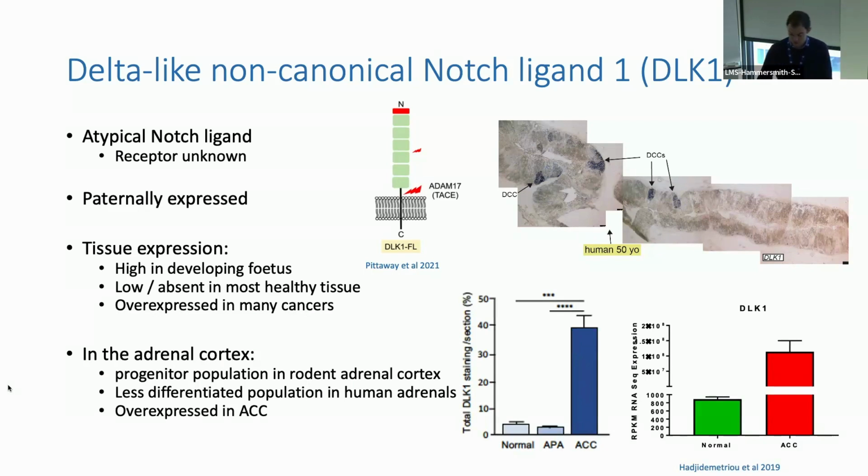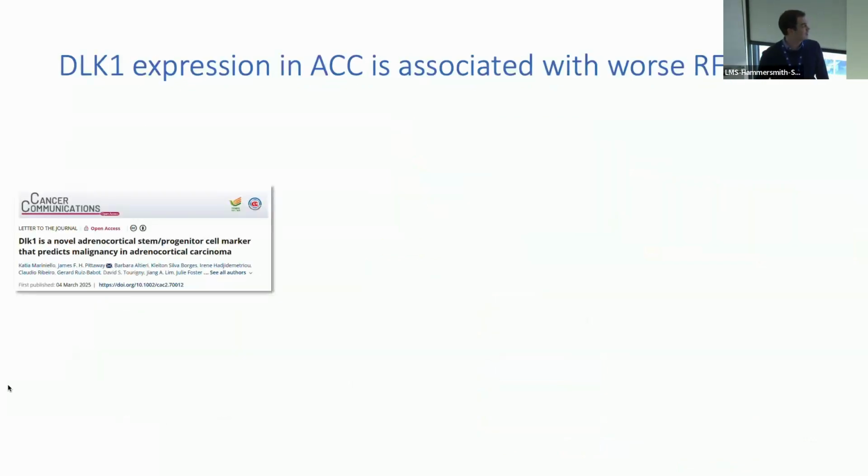And some initial, preliminary work published in 2019 showed there appeared to be much more DLK1 found in adrenal cortical carcinoma than in aldosterone-producing adenomas or normal adrenal glands. And this was backed up with the transcriptomic evidence from the TCGA and GTEx. And so the majority of my PhD was looking into this, which was published early this year, in a much larger cohort of adrenal cortical carcinoma specimens and patients. And this publication also contains some mouse work looking at the role of DLK1 as a novel stem progenitor cell marker in rodents.